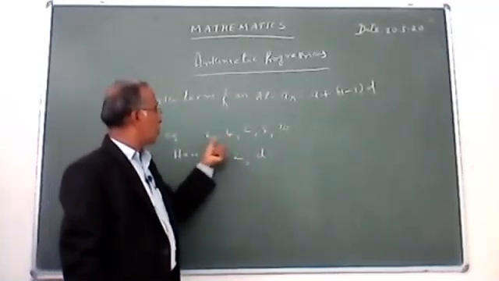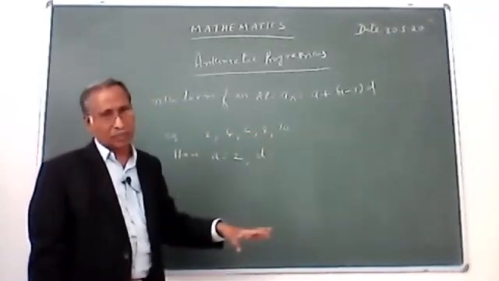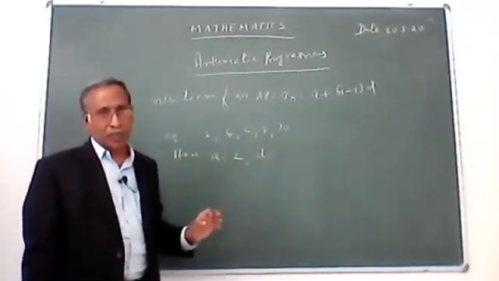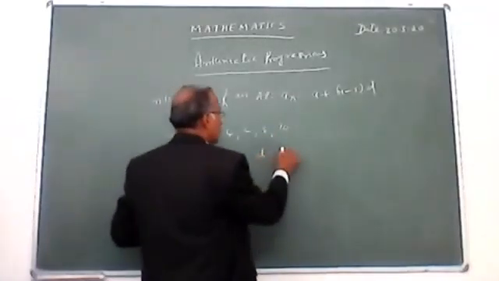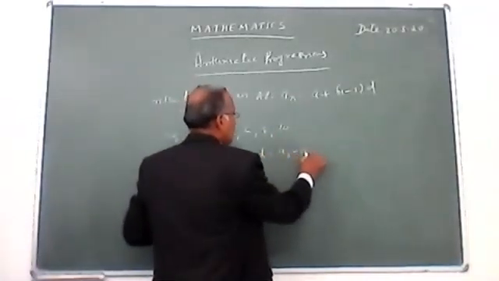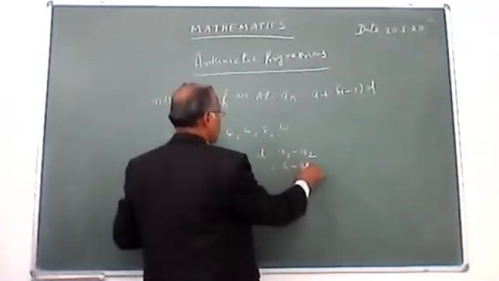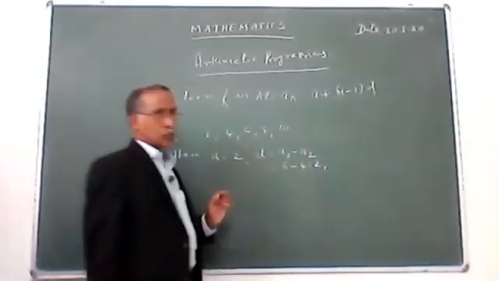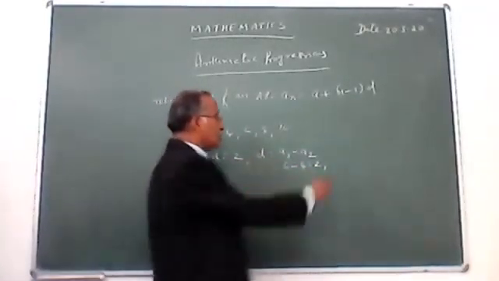Now, A2 minus A1. A2 is the second term, A1 is the first term. A5 is the fifth term, A4 is the fourth term. Like that, you can take any two terms. For example, A3 minus A2. The third term is 6, the second term is 4. The common difference is 2. Now, the first term is 2 and the common difference is 2.